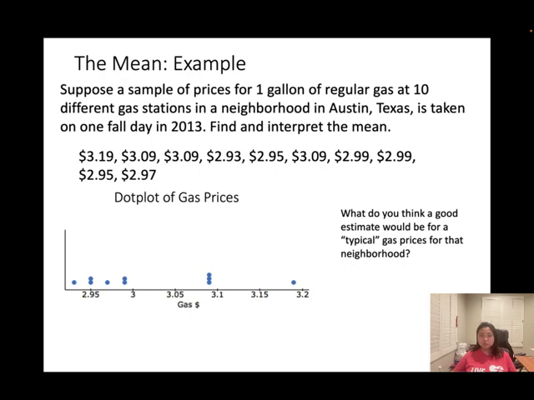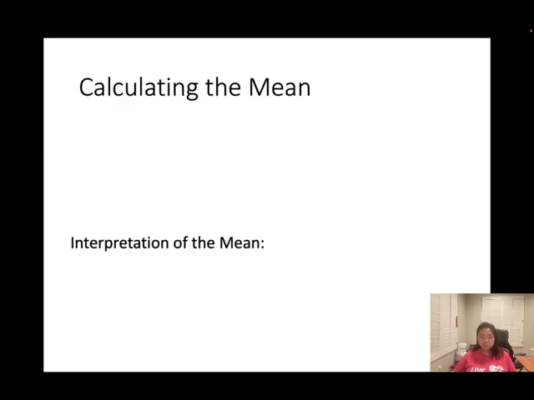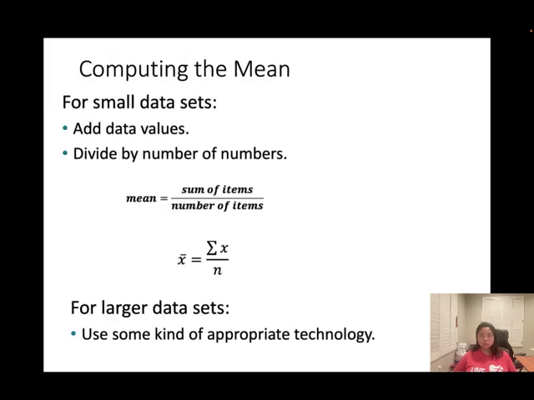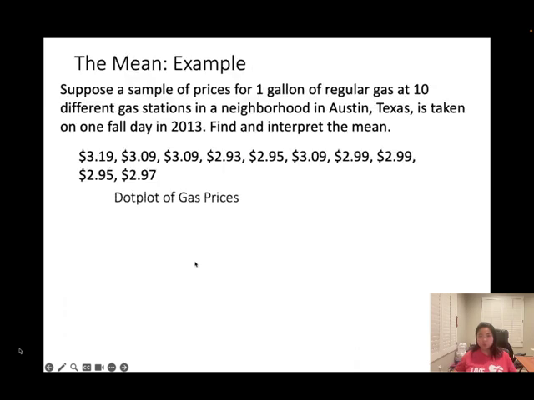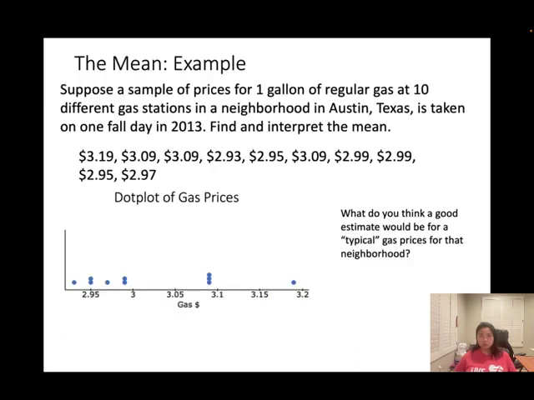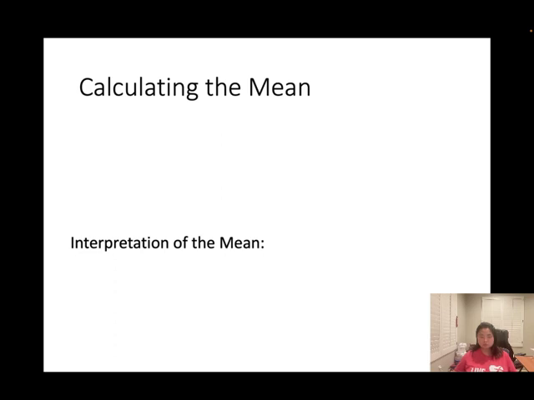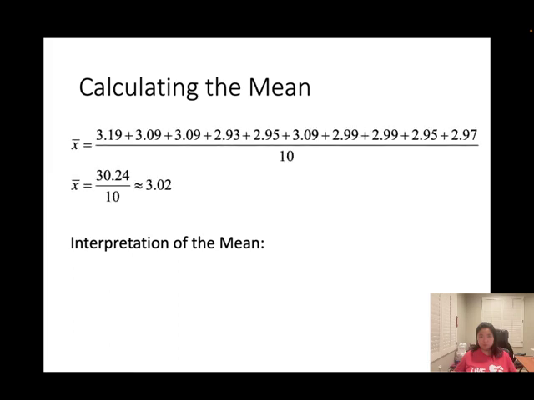Okay, let's check. So now we're going to calculate the mean using this formula. Okay, write down this formula one more time. I need to see the notation of the mean. Okay, so x bar is equal to add up all this data and divide by the number of data. So you do have 10 data, you should find the mean will be 3.02.